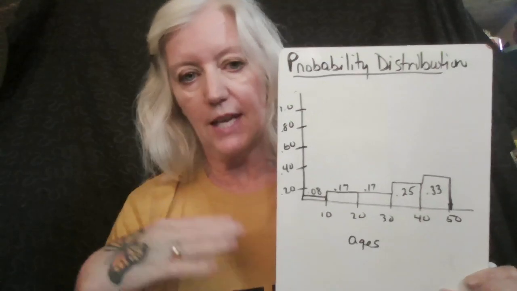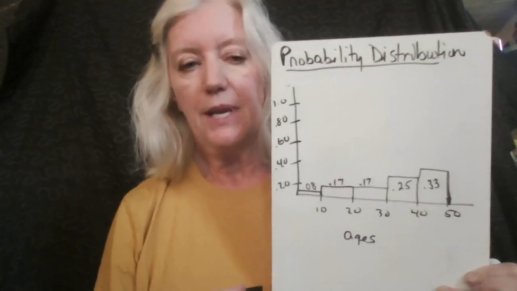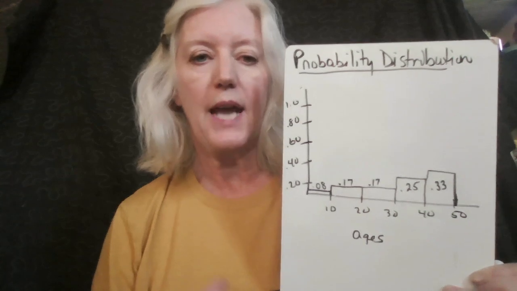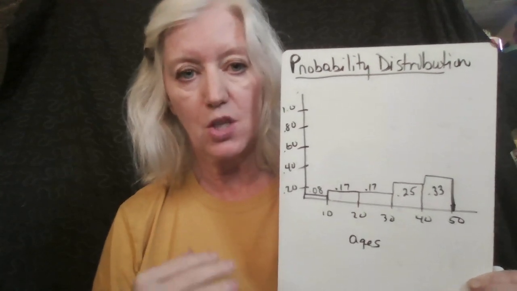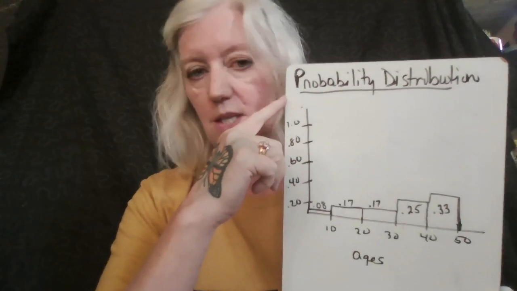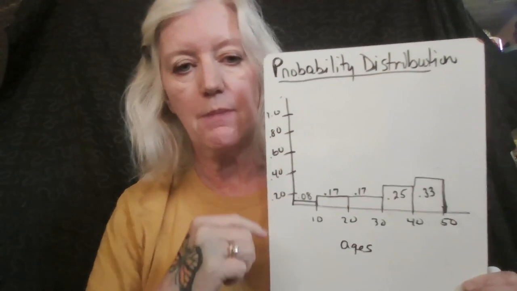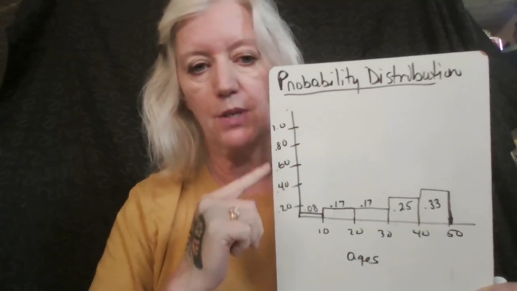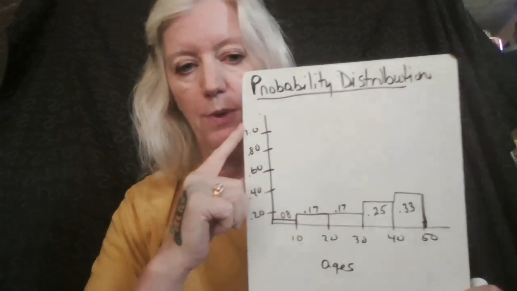Remember the first graph I just counted by fives because I was doing the count. The second one I had to have it go up to 60 because the total was 60. So I had to have my bars go up to 60 here. My cumulative here, I'm doing a percent. So these are now decimals, and this is 100% or 1.0.